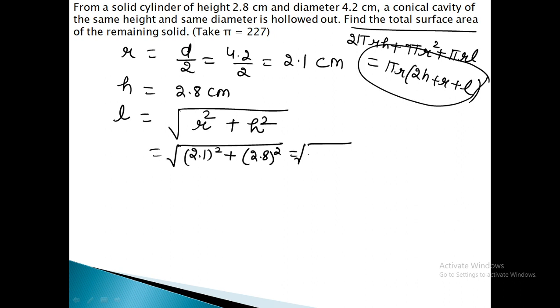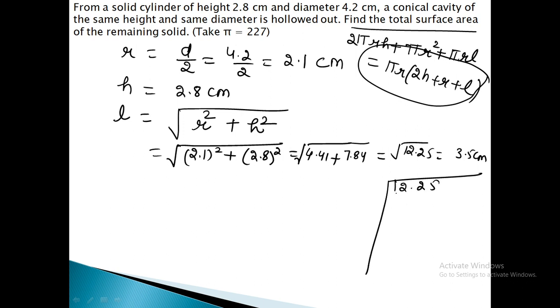After squaring 21 into 21, you can get 4.41, and 2.8 multiplied by 2.8 is 7.84. After adding and dividing we will get 12.25, and its square root will be 3.5 centimeter. How to calculate square root? You can calculate square root like this.